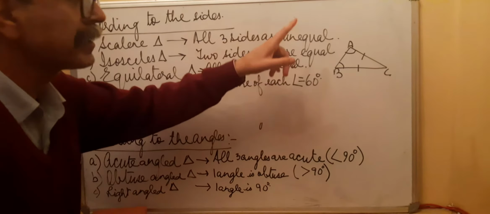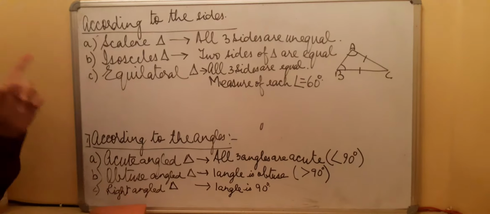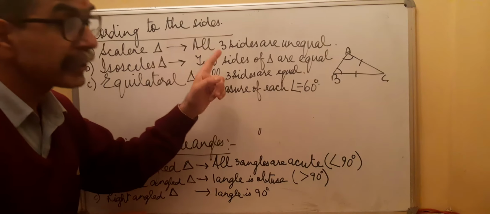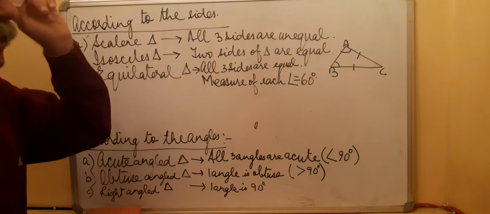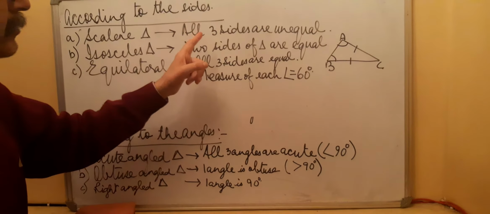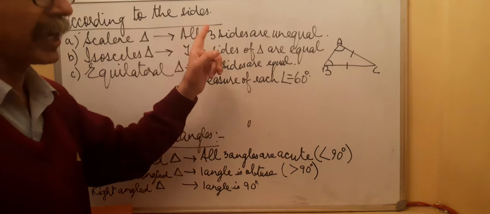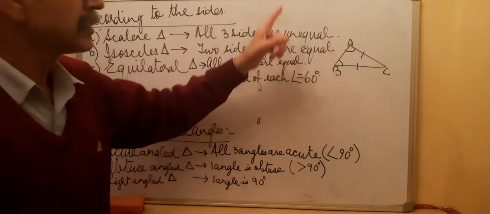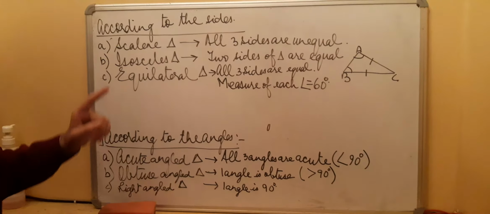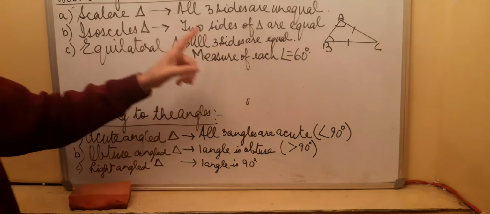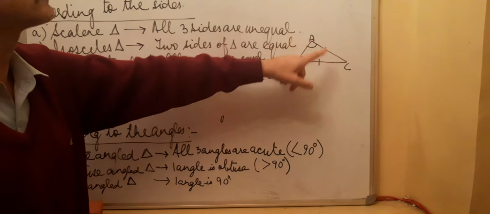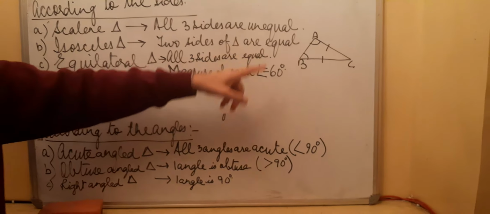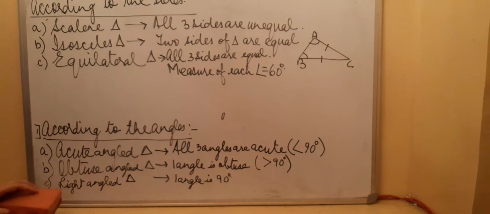Now when I move on to scalene triangle, the three sides are unequal, and in this you have to remember the angle opposite the larger side is larger. The angle opposite the larger side is larger. In isosceles triangle, I've already told you the angles of the equal sides are equal, and in equilateral triangle, all three sides are equal, and the measure of each angle is 60 degrees.